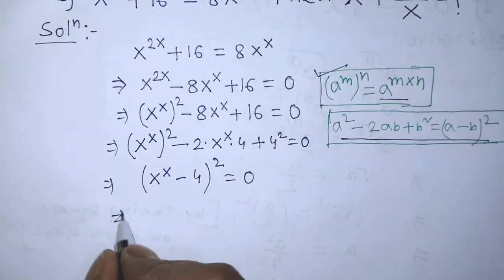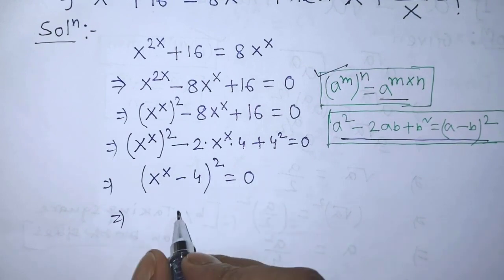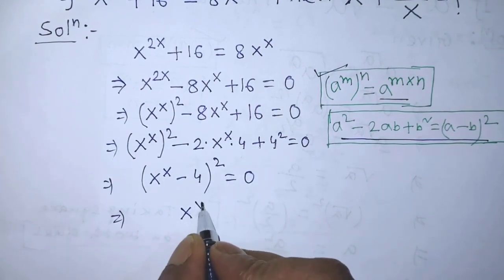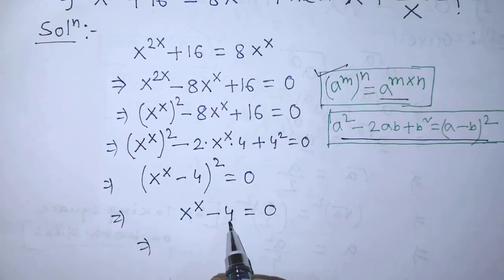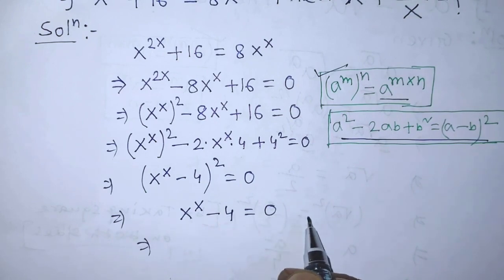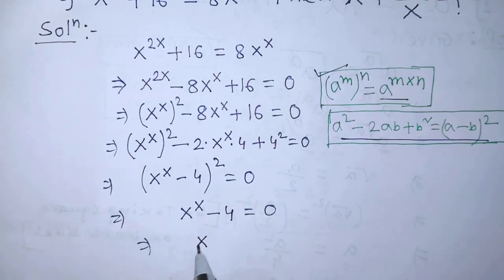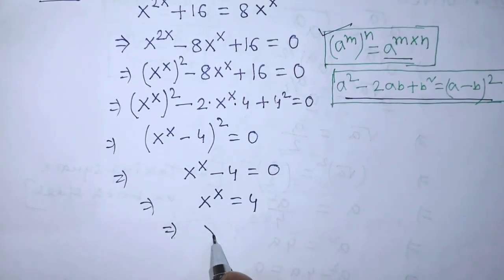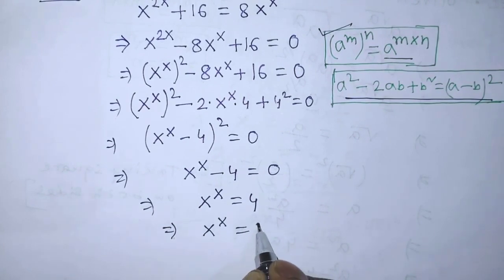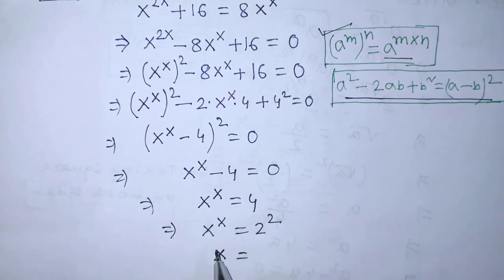So student, according to the zero product rule, we can write from this equation x to the power x minus 4 is equal to 0. After that, we have to transpose minus 4 from the left hand side to the right hand side. Then this equation will become x to the power x is equal to 4. And after that, we can write from this equation x to the power x is equal to 2 to the power 2. After comparing on both sides of this equation, we get x is equal to 2.